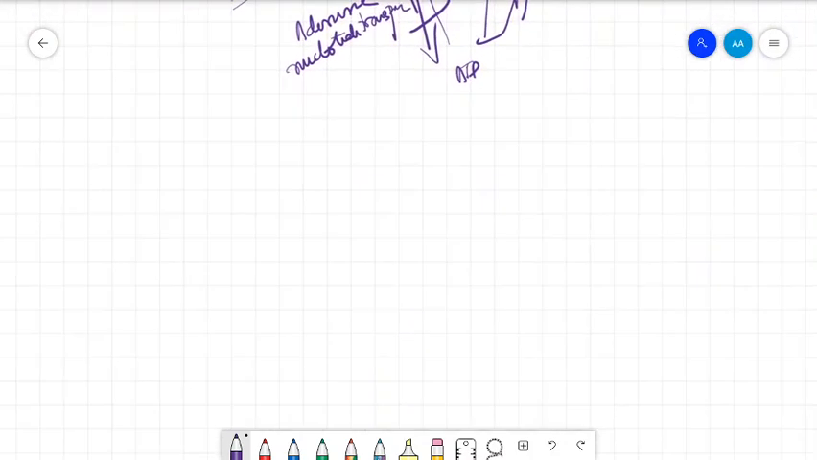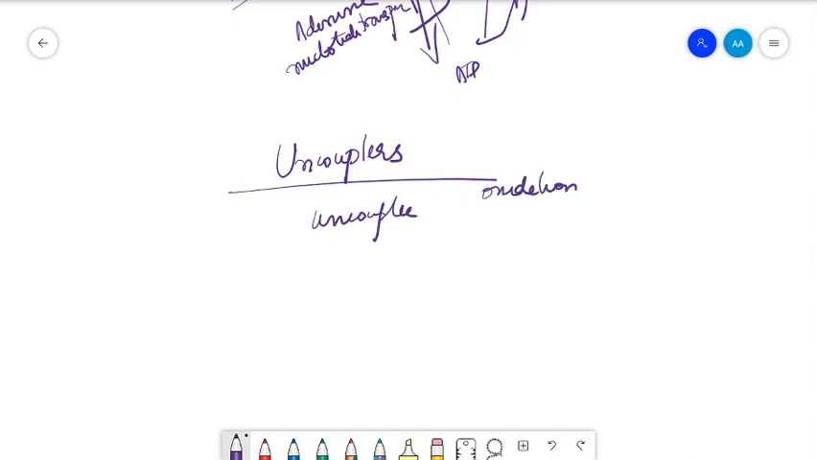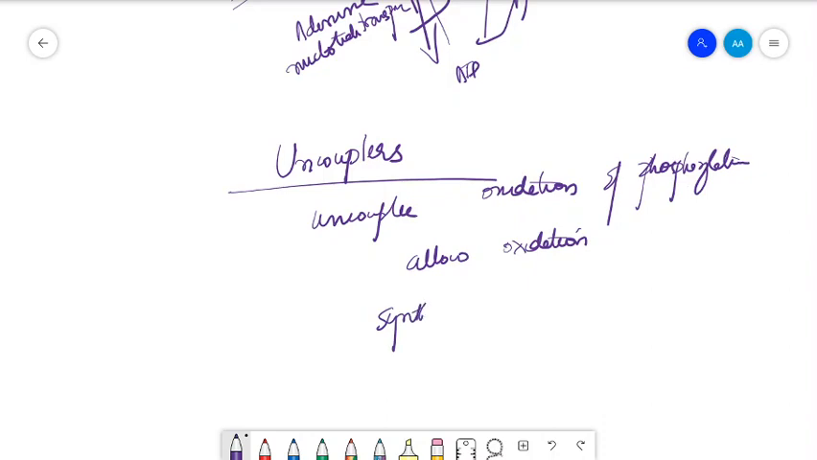Now we can discuss the uncouplers. So what are these uncouplers? These uncouplers uncouple oxidation and phosphorylation. That is, they allow oxidation to occur, but synthesis of ATP is blocked.